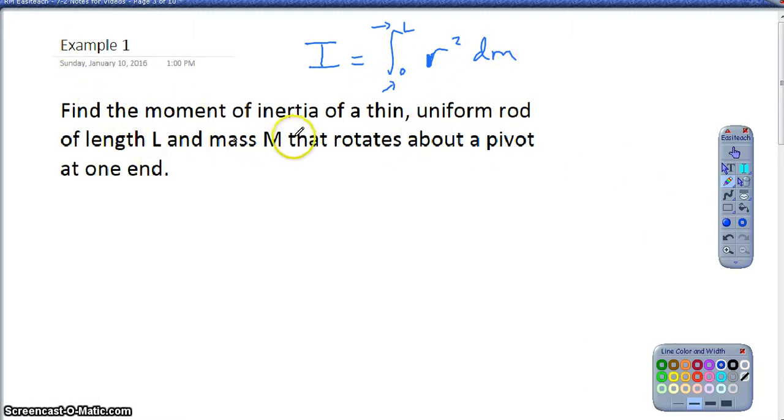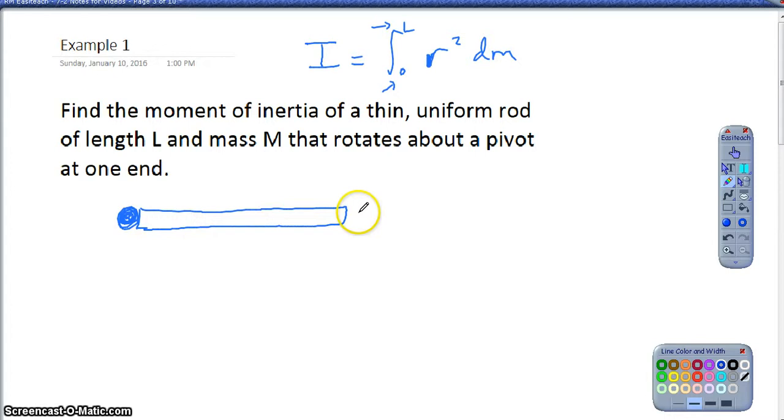So example 1: find the moment of inertia of a thin uniform rod of length L and mass m that rotates about a pivot at one end. So I've got my rod over here, and the pivot point is at one end, so I'm just going to say the pivot point is maybe over here. So we want to find the moment of inertia of this rod about this pivot point.